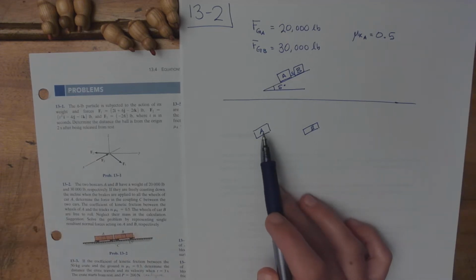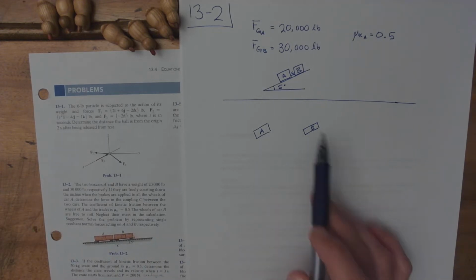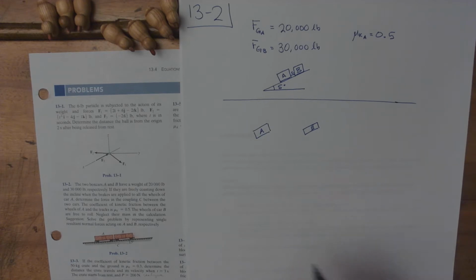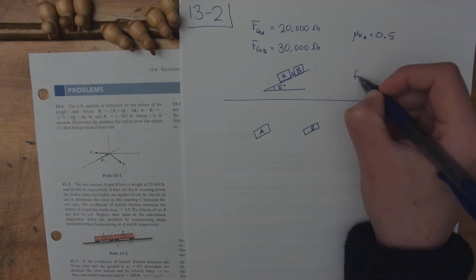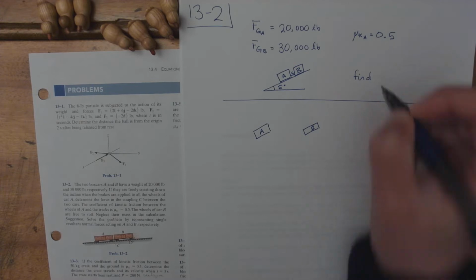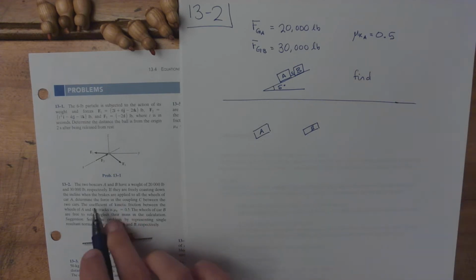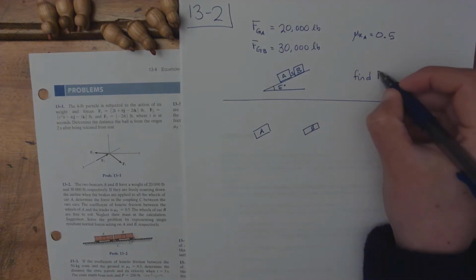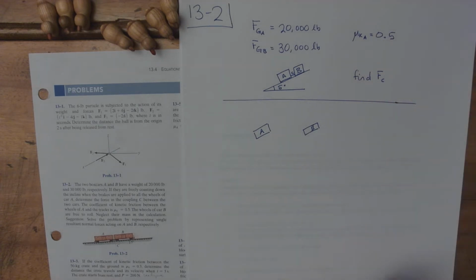Okay, so I'm going to do a free body diagram for A and a free body diagram for B, and we are looking for the force in coupling C. So let's call that F sub C. For a problem from chapter 13, our basic procedure is first to draw the free body diagram. In this case, we're doing free body diagrams for two different objects.